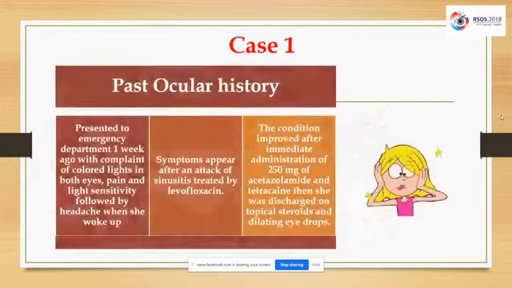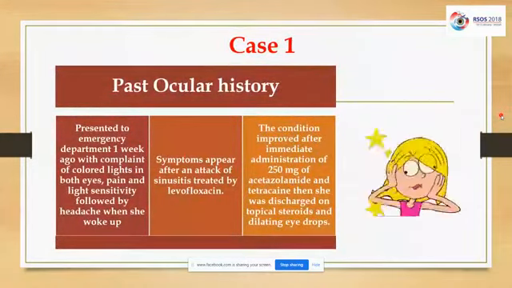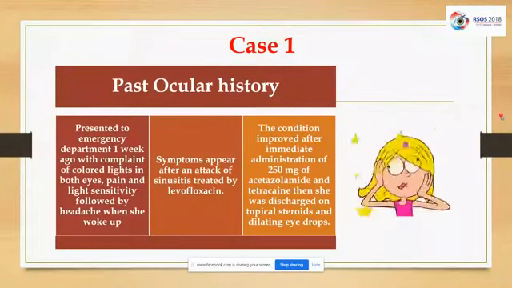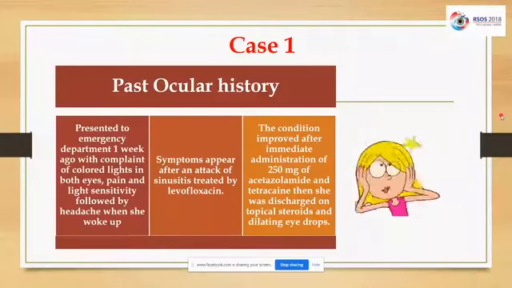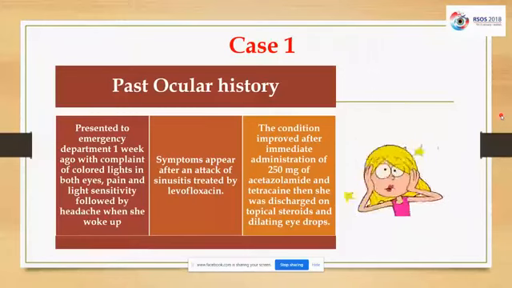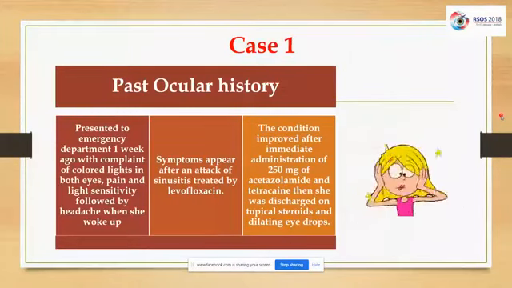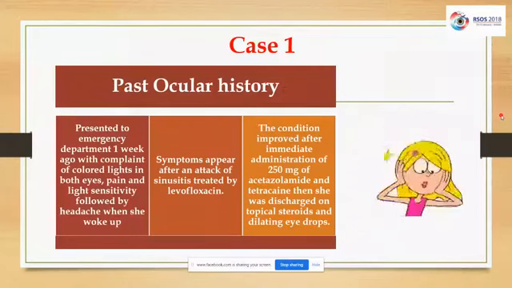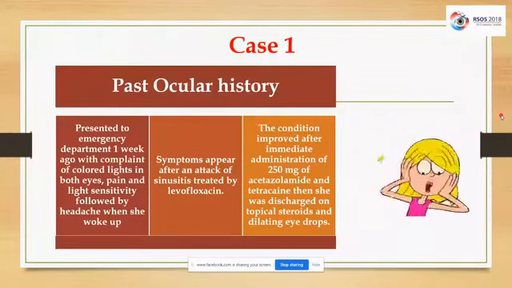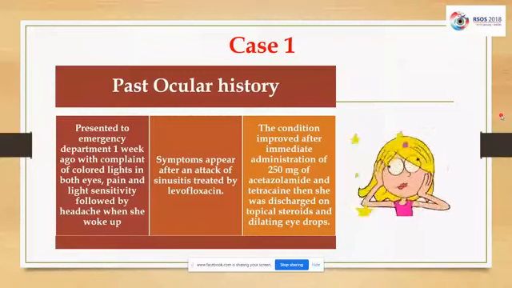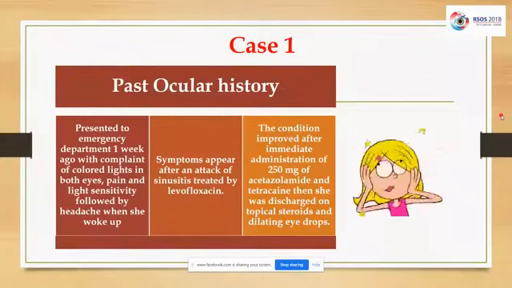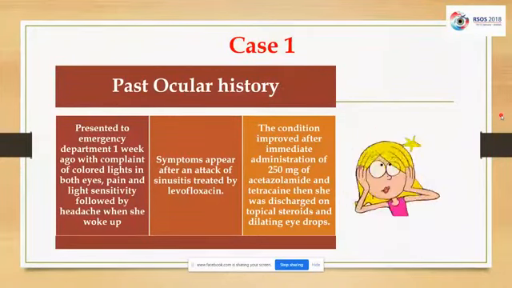By taking the history of the patient, she had a presentation to the emergency department one week before coming to you, with a complaint of colored lights in both eyes, pain and light sensitivity, followed by headache when she woke up. Those symptoms appeared after an attack of sinusitis treated by levofloxacin, and the condition improved after immediate administration of acetazolamide and tetracaine. Then she was discharged on topical steroids and dilating eye drops.